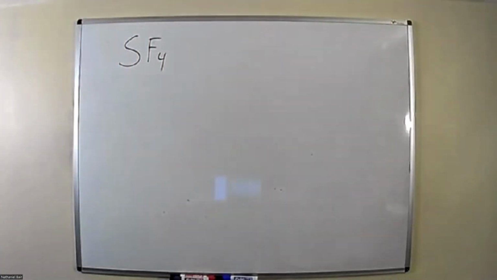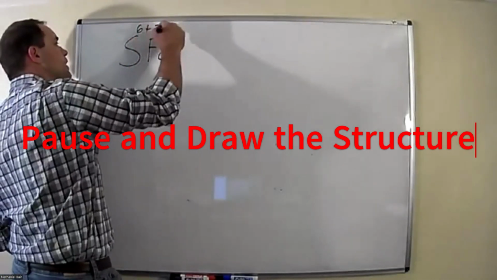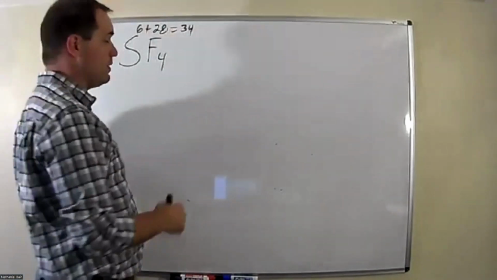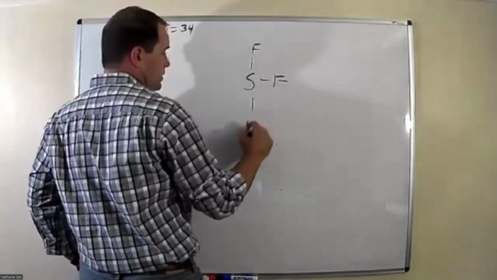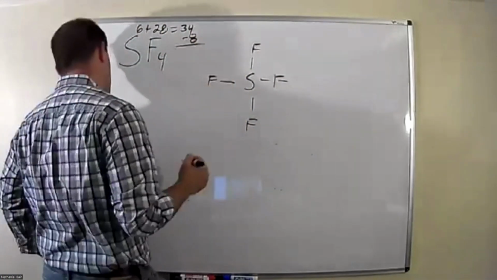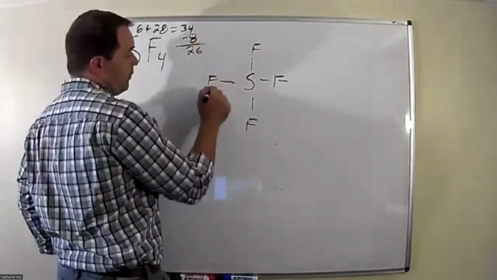You got this. SF4. All right, we got 6 plus 28 equals 34, which is a crazy number of electrons for a structure. You'll see why in a second. We got 4 fluorines coming off of this bad boy. That uses up 8, leaves us with, oh my goodness, 26. Here's the problem.